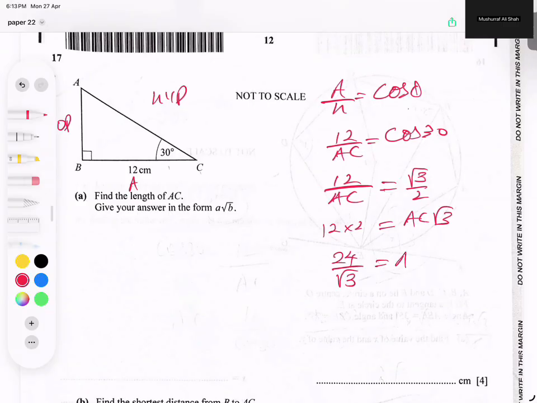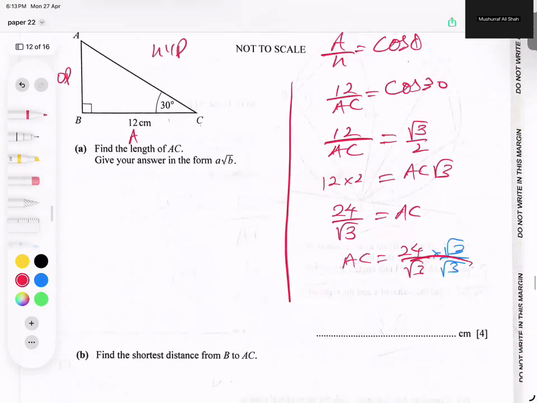Is the question done? Not at all. We have to rationalize now. So when I'm going for rationalize, student, what's the rule? So 24 over root 3, I'm multiplying root 3 up and down. And student, you know root 3 times root 3 will give you 3. So I'm writing 24 into root 3 by 3. This 3 cancels 3, 8 times, and we got 8 root 3. So the AC value, finally, we got 8 root 3.